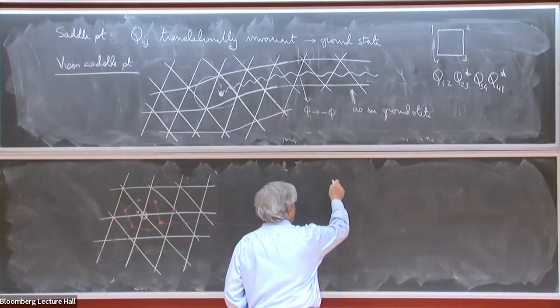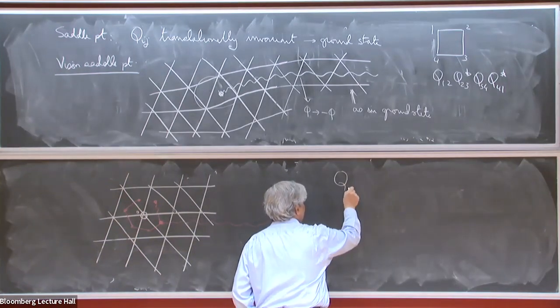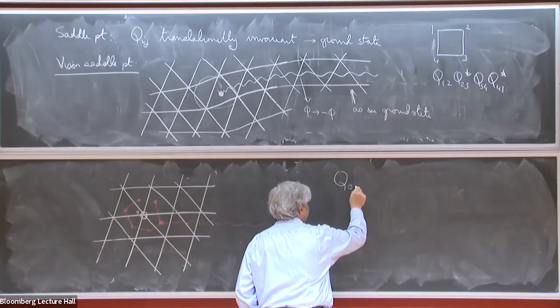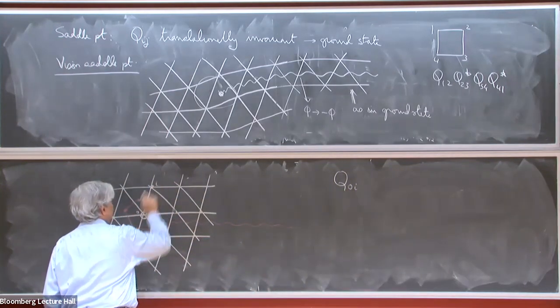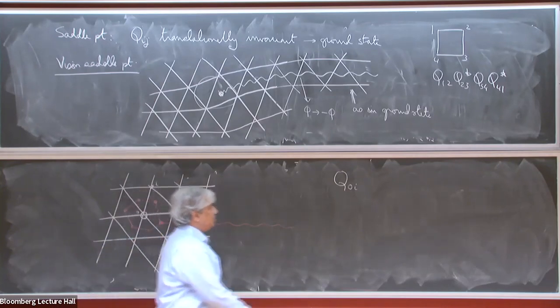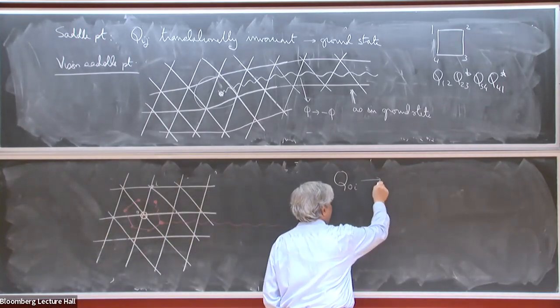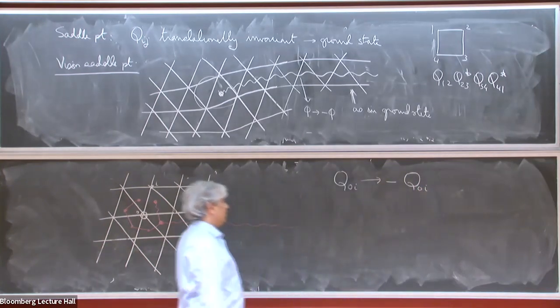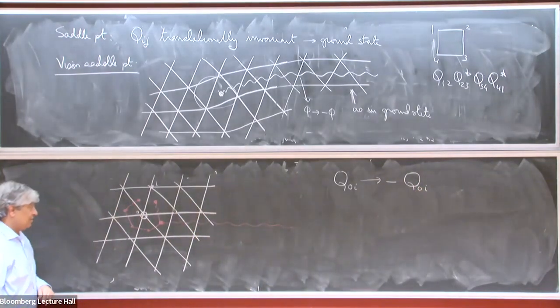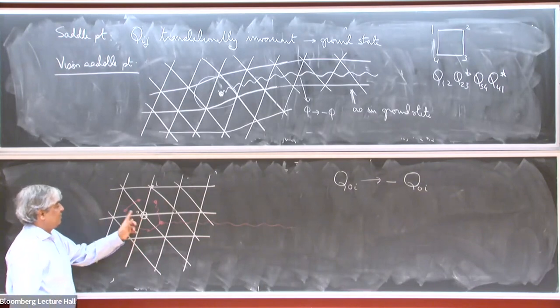So I have all these bonds. One end of them is on site zero and the other on site i. So these are the sites i over here. So I want Q_0i, and only those Q_0i, to go to minus Q_0i. And if I do a gauge transformation that accomplishes that, I will get rid of this cut.